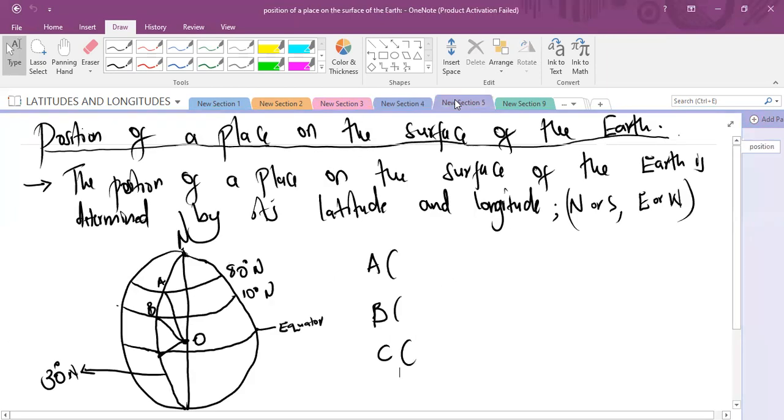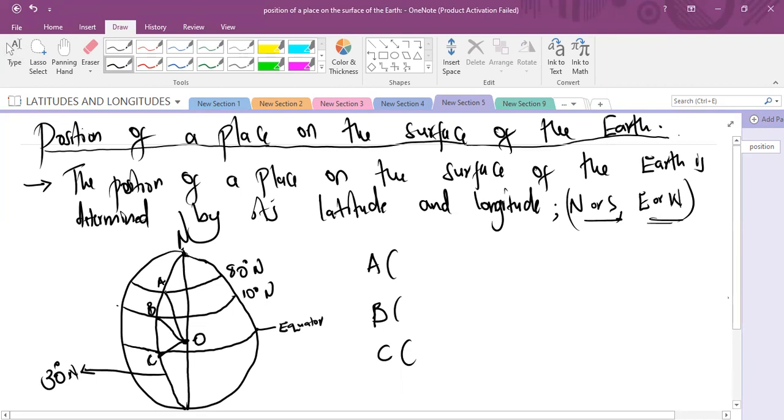Okay, next, position of a place on the surface of the Earth. Now, in order for us to get the position of a place on the surface of the Earth, it is important for us to determine both its latitude and longitude. So we first of all start by writing the value of its latitude and then writing the value of its longitude. So for example, here we have A, B, and C. So this should be our C here.